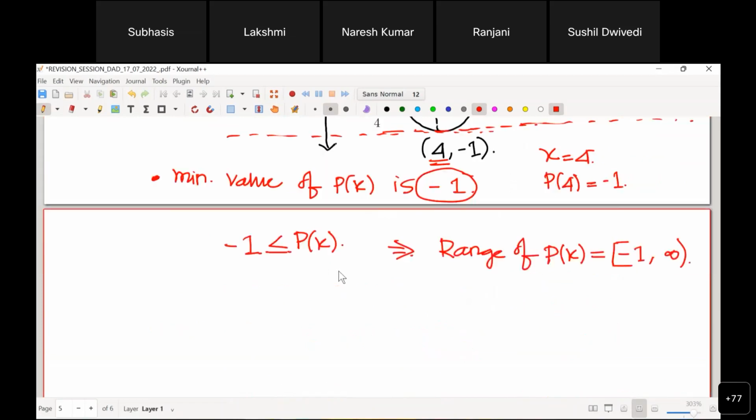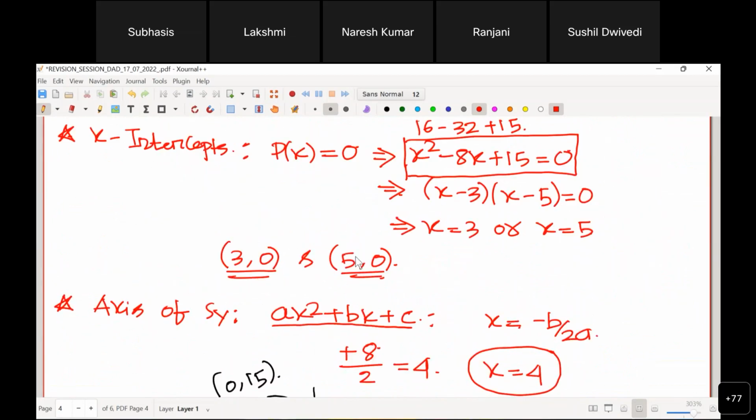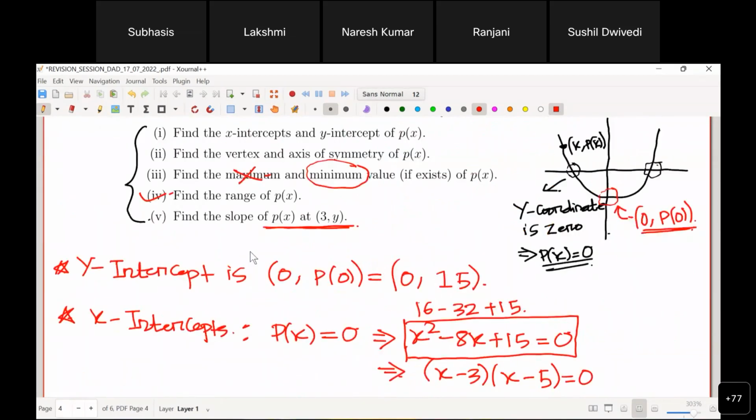Okay, so I guess we have computed the range of the parabola, and the next thing is what is the slope of this parabola at this point (3, y). Okay, so this is my parabola p(x), which is x squared minus 8x plus 15. So I need to find the slope of this parabola at this point (3, y), right? Yeah, correct, (3, 1).